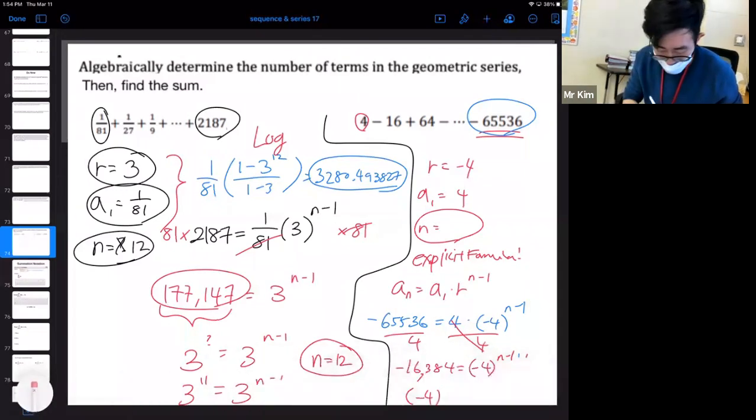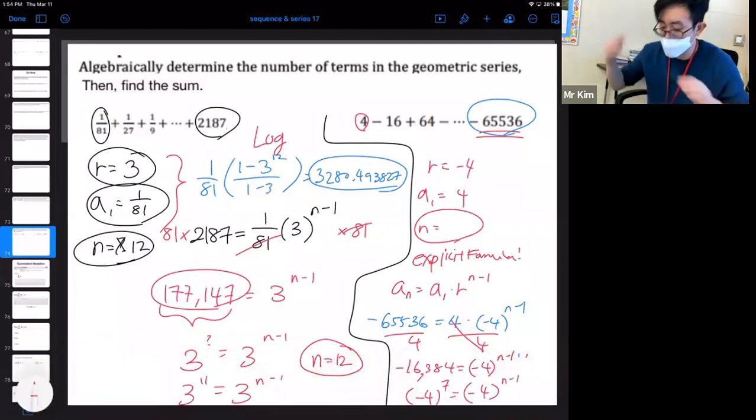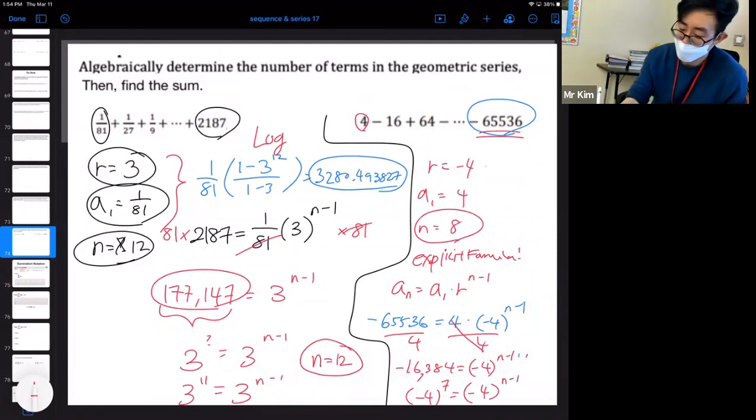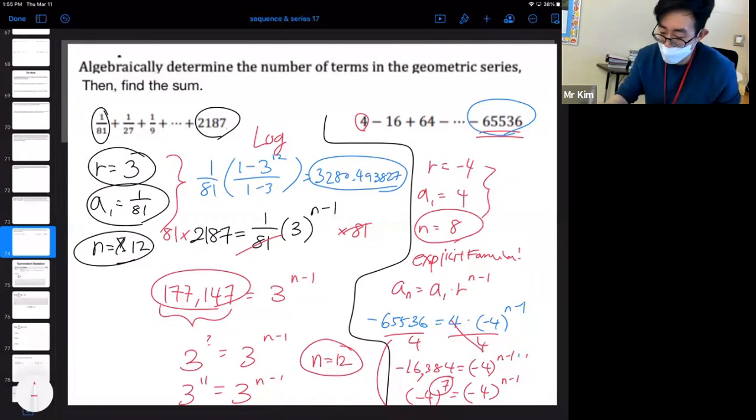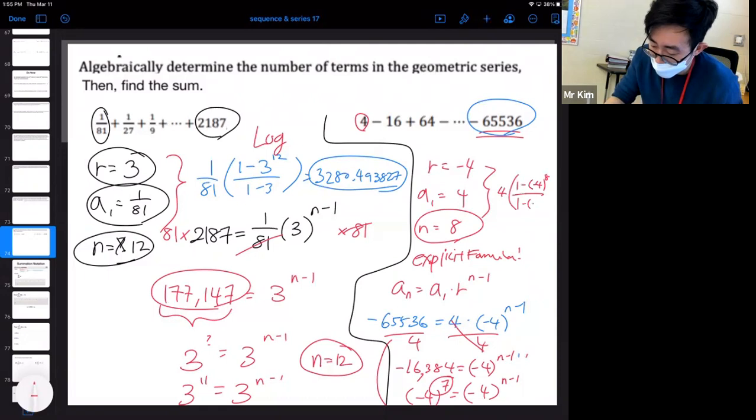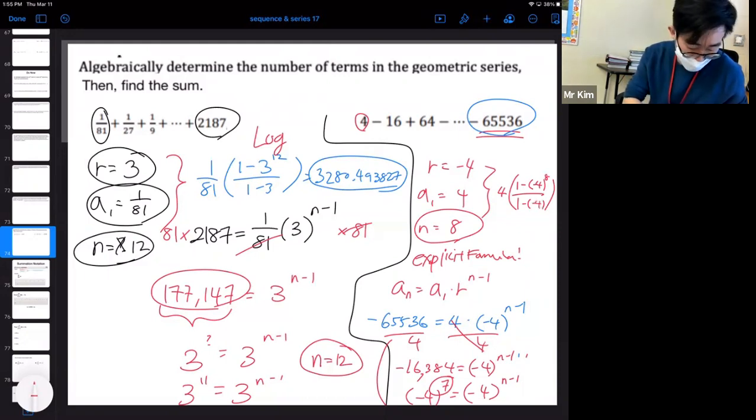So if I do this as 7, it is equal to -4 raised to the power of n minus 1. You move that -1 to the other side, and you should get n is equal to 8. All right, so all this work here, this number, you just blindly guess and check to find out what that number is going to get you. And then plug it into the formula: 1 minus -4 raised to the power of 8 over 1 minus -4. So 1 minus -4 to the power of 8 divided by 1 plus 4, times 4.